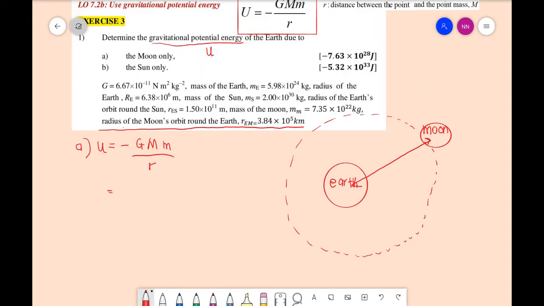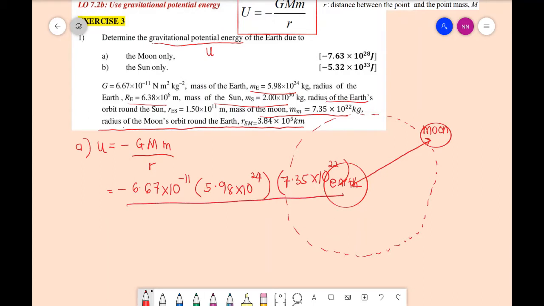So we have to substitute the value of G, where G is the gravitational constant. It is 6.67 times 10 to the power of negative 11. And M is the mass of the Earth, which is 5.98 times 10 to the power of 24. And then m is the mass of the Moon. The mass of the Moon is 7.35 times 10 to the power of 22.